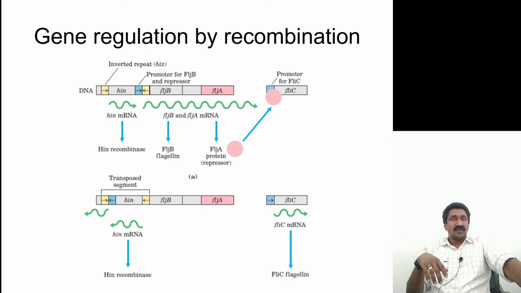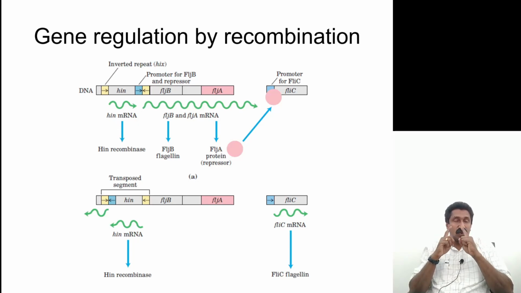Without the fljA repressor, fliC, the flagellin type C, will be coded. The regulation mechanism ensures that in both directions the Hin recombinase enzyme is coded, and only one type of flagellin, flagellin B or flagellin C, is coded at one time.